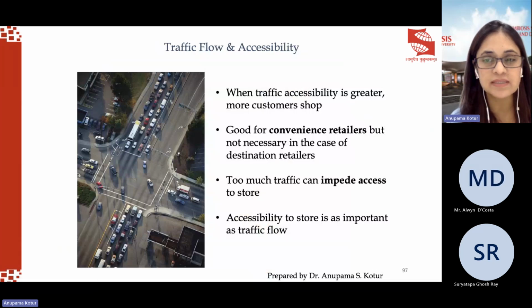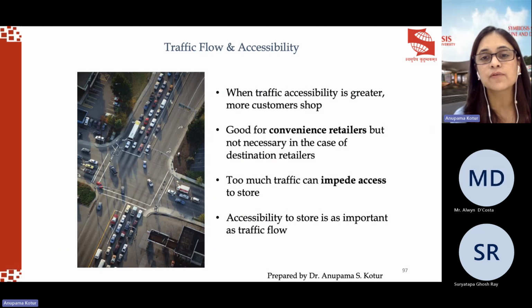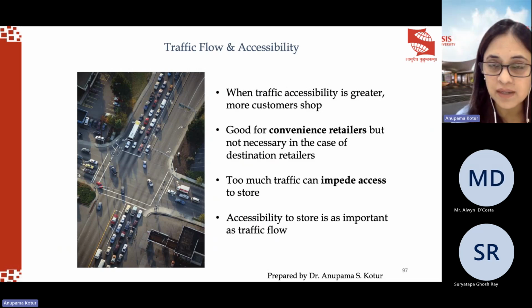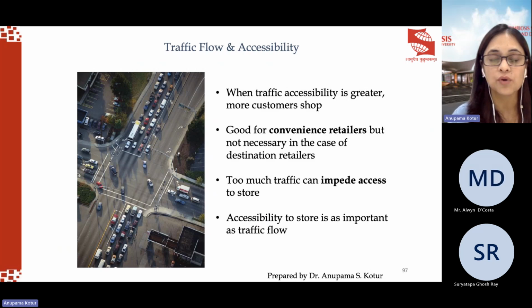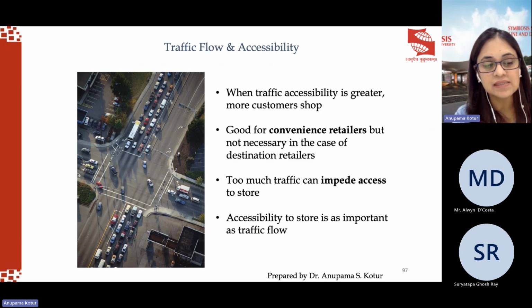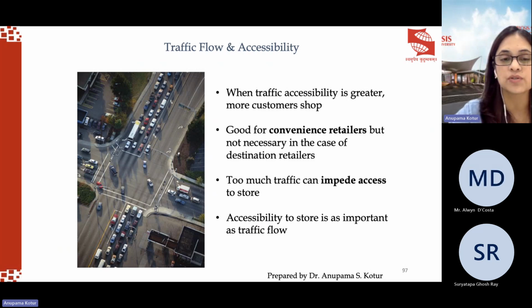Traffic flow and accessibility, very, very crucial. Now, when we talk about traffic flow and accessibility, it's not just for consumers, customers who are coming to your store, but also for the vehicles that come to restock or replenish your own stock into your warehouses. So not only must your store have access to customers, but you must also have access for those heavy vehicles that come to replenish your stock.